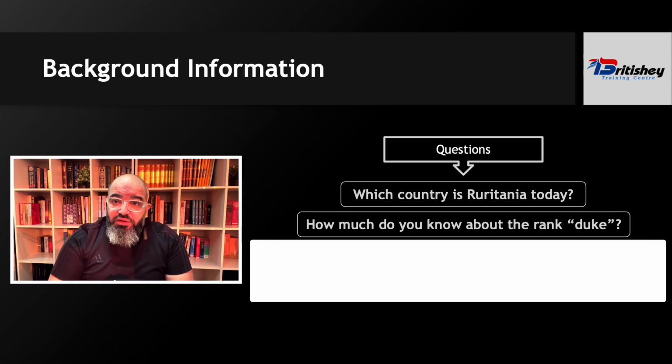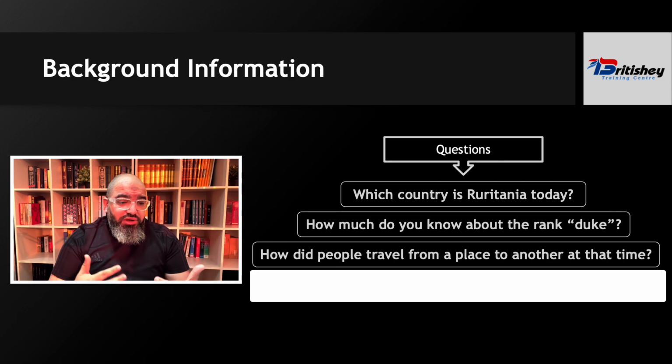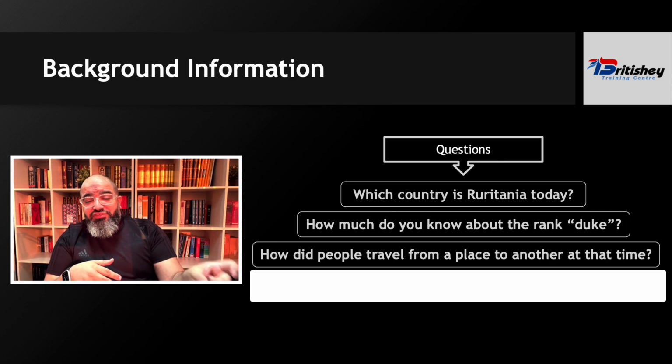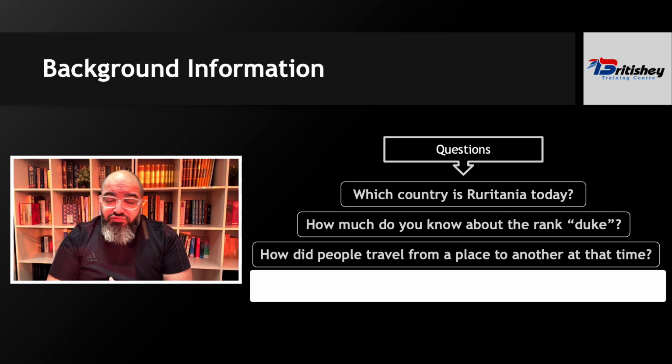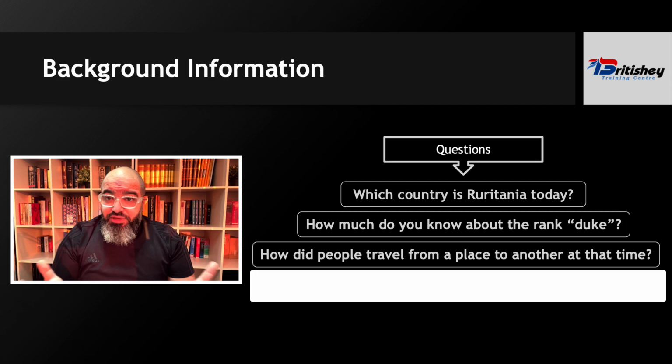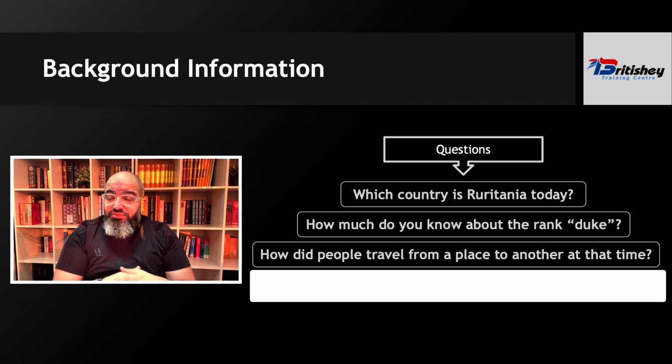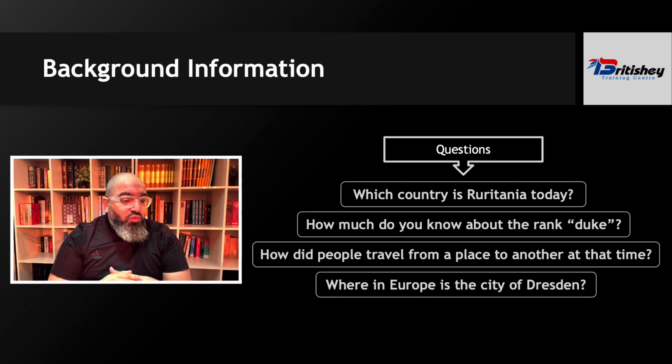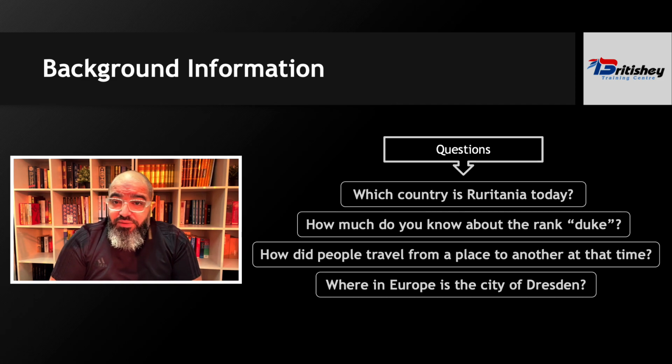Another question is like this following one. How did people travel from a place to another at that time? And that's a question that I also took from the graded reader book. It's a lovely question because students also need to understand that at that time of the story, people used to travel by trains, you know. And finally, where in Europe is the city of Dresden, which is now that's a real city in Germany.